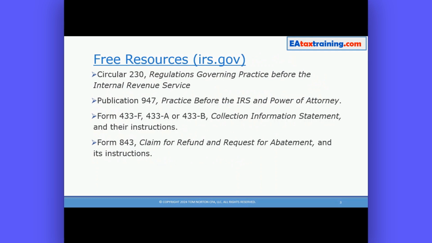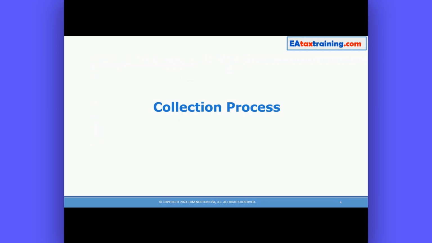Our free resources from irs.gov, the first two look familiar, Circular 230 and Publication 947. And we've added a couple of forms and their instructions. Form 433, that series of forms, that's the collection information statement. And then Form 843 is the claim for refund and request for abatement. So let's start with the collection process.